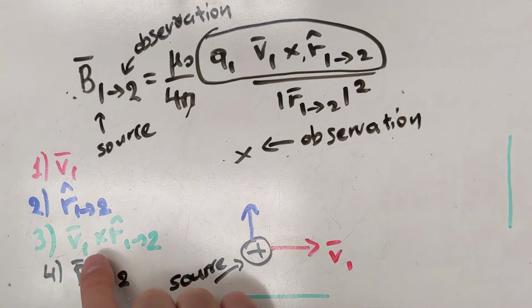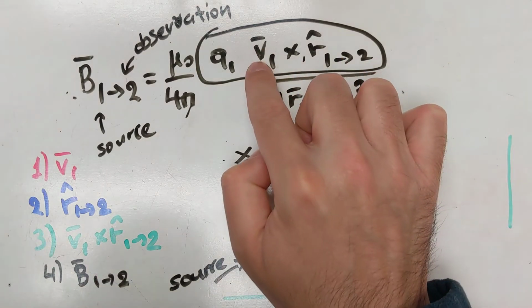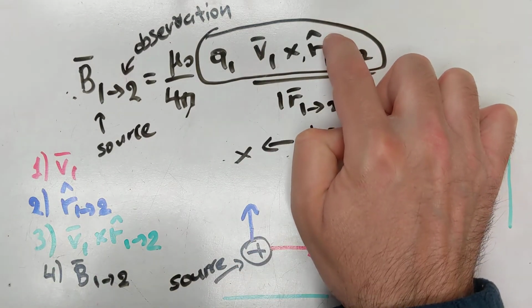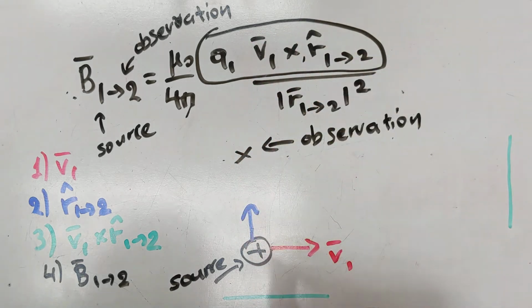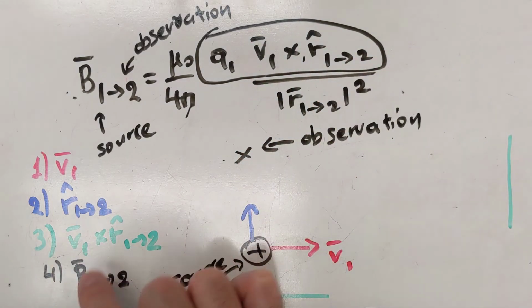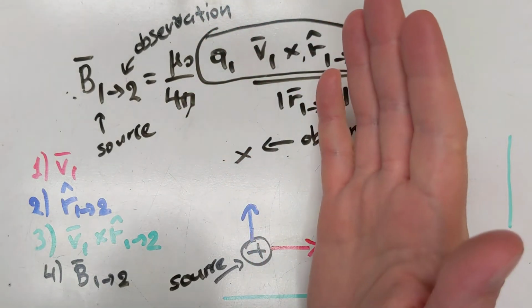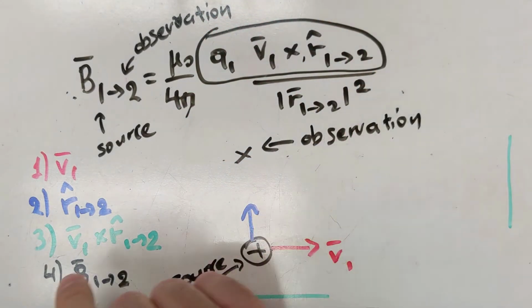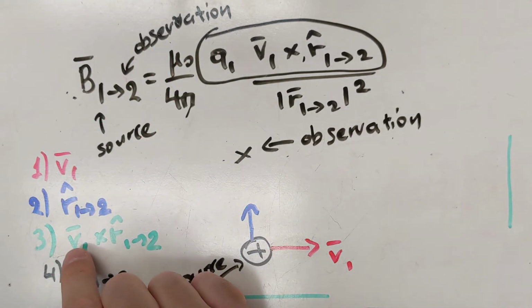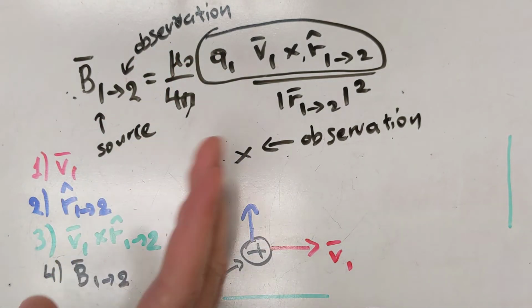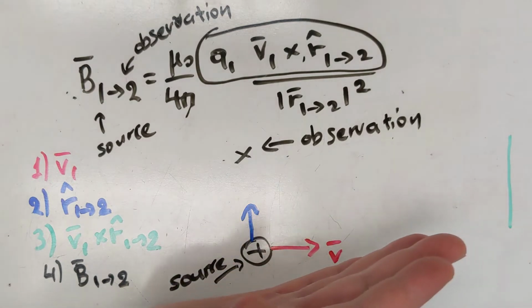Now, step 3, I need to find the direction of the cross product. I found this, I found that. Now I'm going to find what's the direction of the cross product. To find the direction of the cross product, as I showed you before, I need to use the right hand rule. And the right hand rule says I need to place my fingers in the direction of the first vector, which is V1. So here it is.